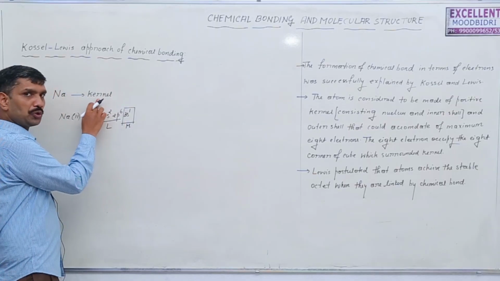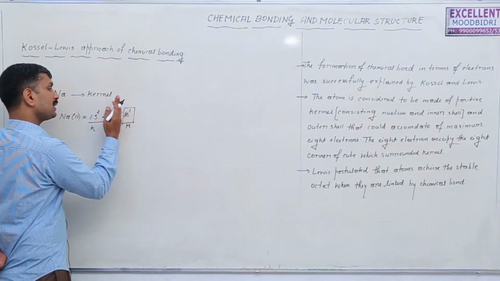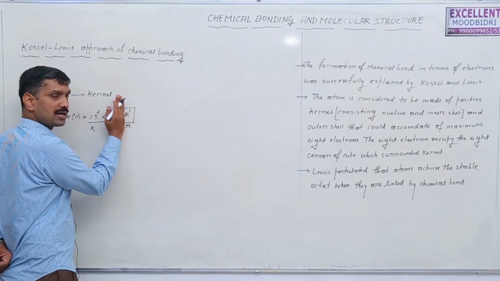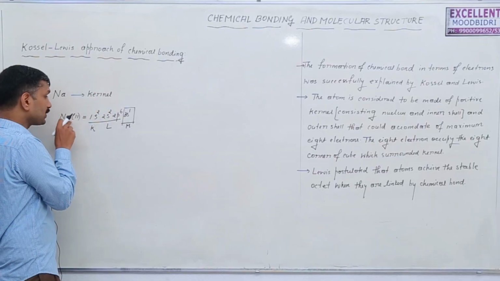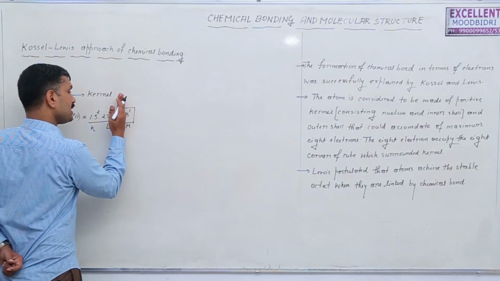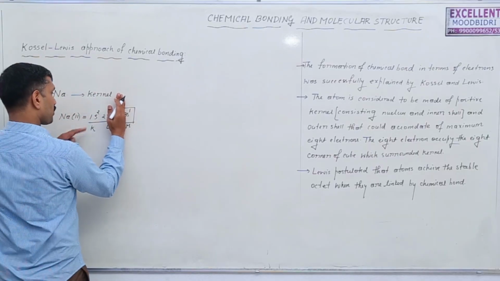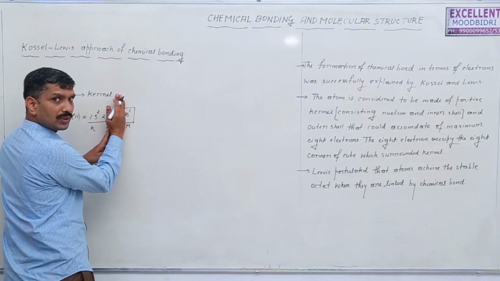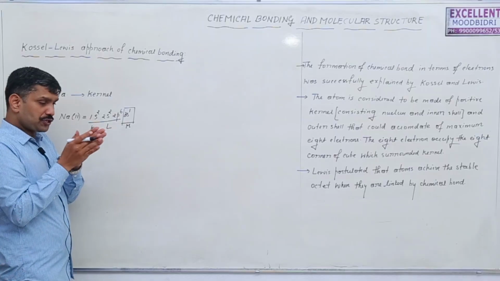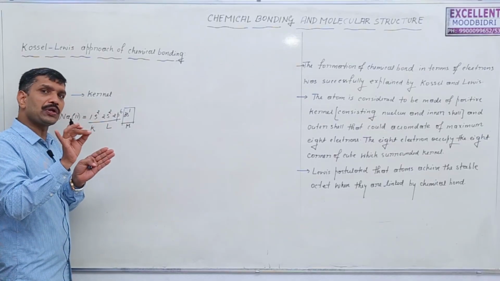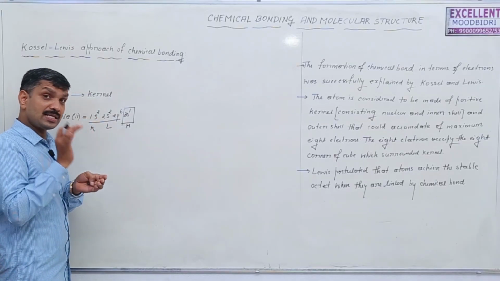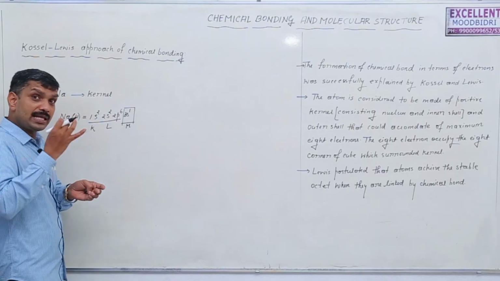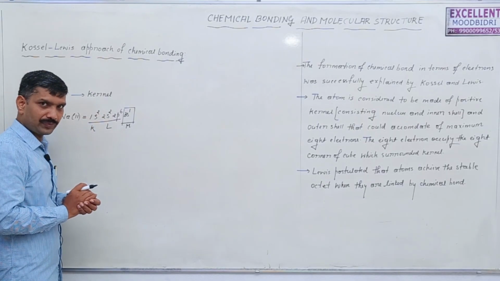So the kernel includes the nucleus plus the innermost electrons, up to here. It's called the kernel. The kernel includes the nucleus plus the innermost electrons. Innermost electrons means electrons present in the K shell as well as the L shell. And it should contain 8 electrons in the outermost shell. Those 8 electrons occupy the 8 corners of the cube. Then the atom is stable.